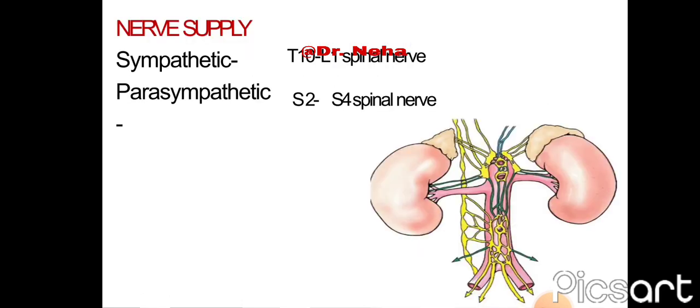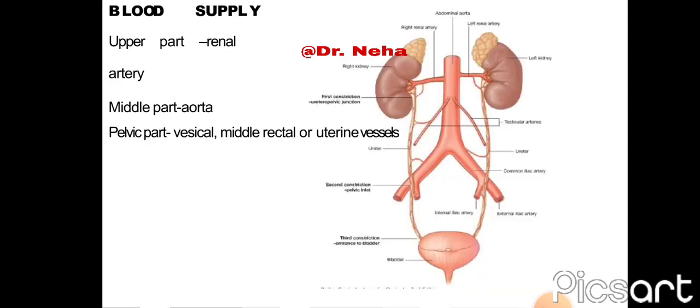Now the nerve supply. The ureter is supplied by the sympathetic nerve fibers coming from T10 to L1 spinal nerve. Also, the parasympathetic nerve fibers, that is from S2, S3, S4 spinal nerves, supply the ureter. Now the blood supply. It is supplied in the upper part by renal artery, in the middle part from the aorta, in the pelvic part it is supplied by the vesical artery, middle rectal and uterine vessels.